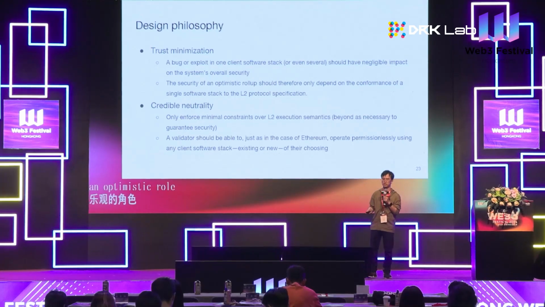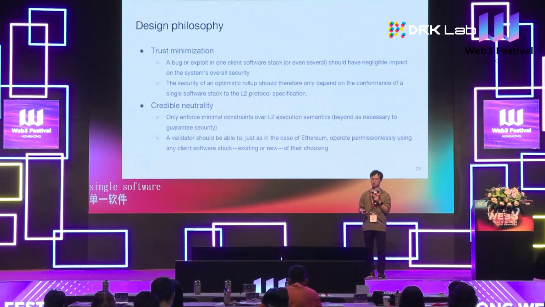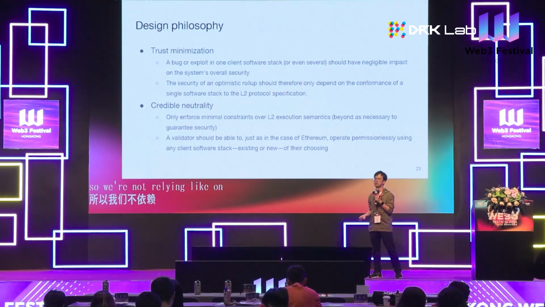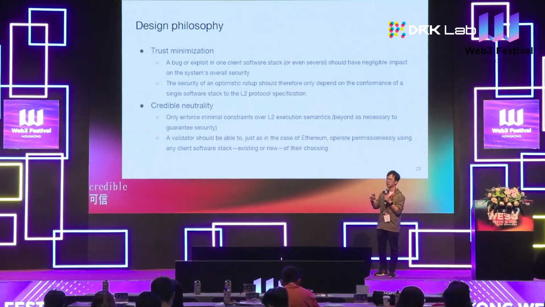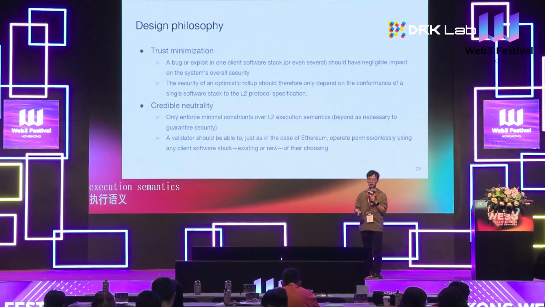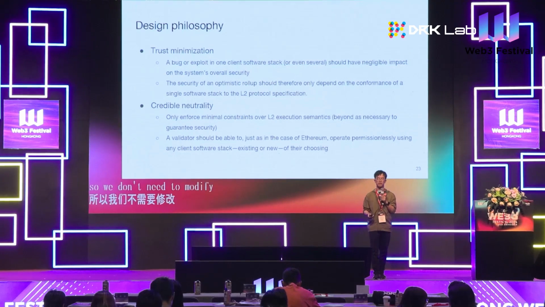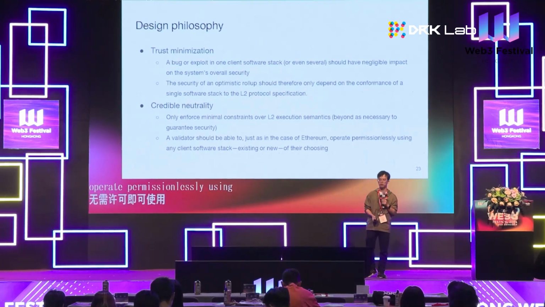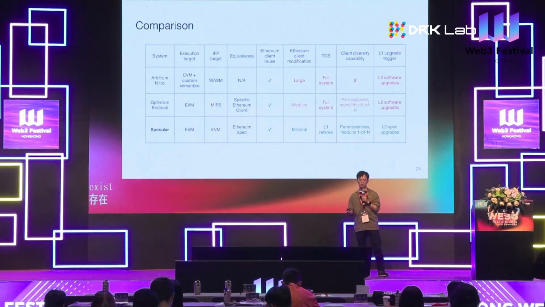And it also advocates credible neutrality, that only enforces minimal constraints over L2's execution semantics beyond what is necessary to guarantee the security. So we don't need to modify Ethereum a lot to support rollups. And also, a validator should be able to operate permissionlessly using any client software stack they want, existing or new, without having someone's approval. All right, so this is a summary of this protocol.